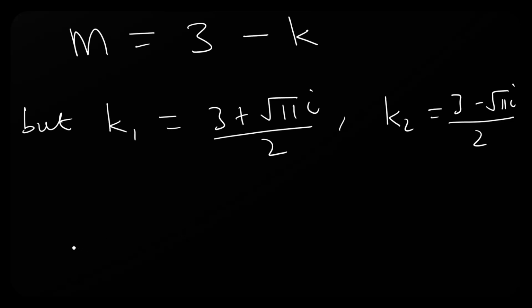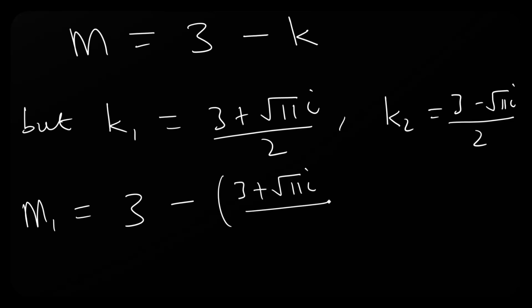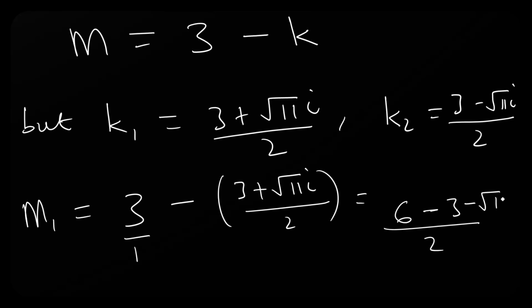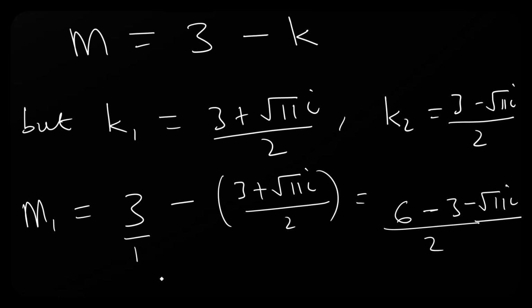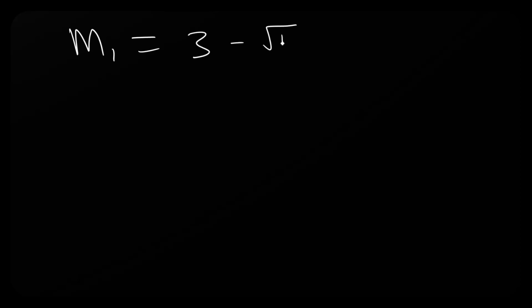So let's do the substitution here. So my M1 is 3 minus, so let's plug in this, 3 plus square root of 11 i on 2. So we can make this side over 1 and find the LCM. That is 2. 1 to 2, 2 times 3, 6 minus. So this minus will affect this, minus 3 minus square root of 11 i. So my M1 is simply 6 minus 3 will be 3, 3 minus square root of 11 i on 2. Okay, so that is M1.